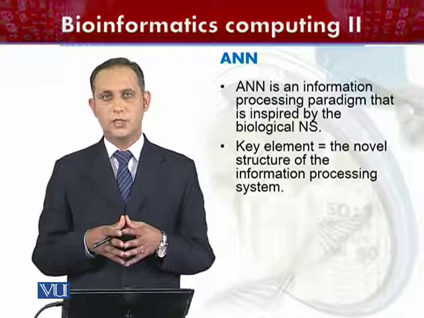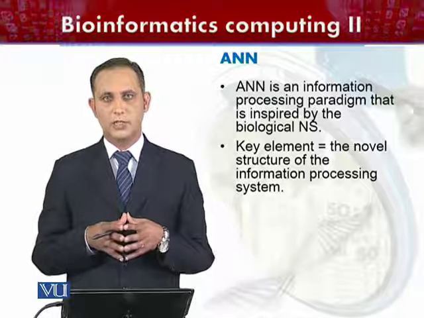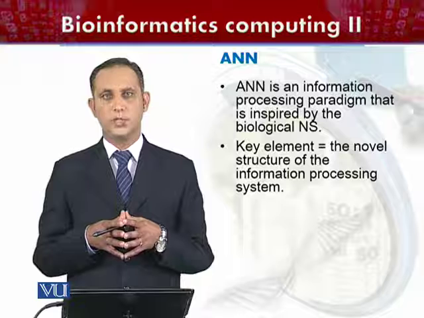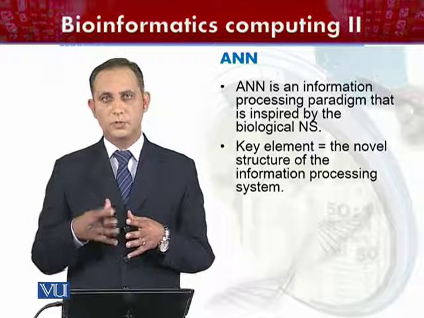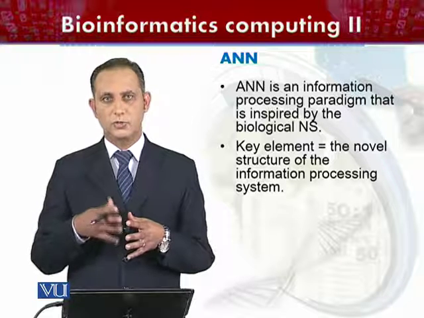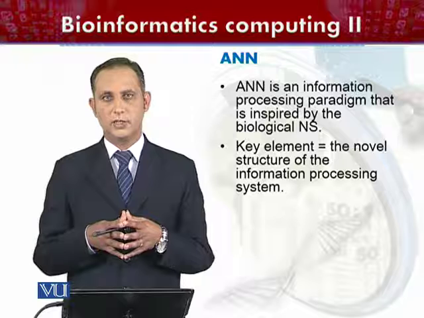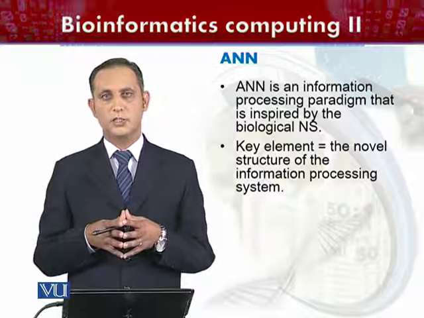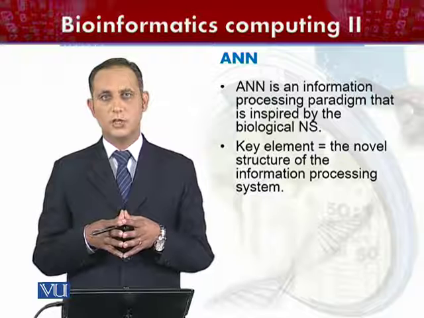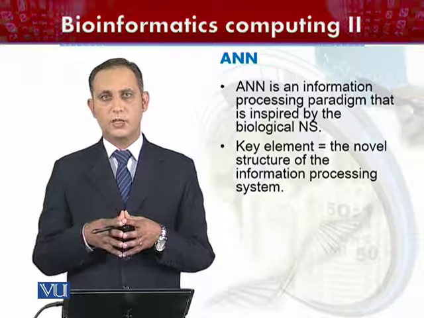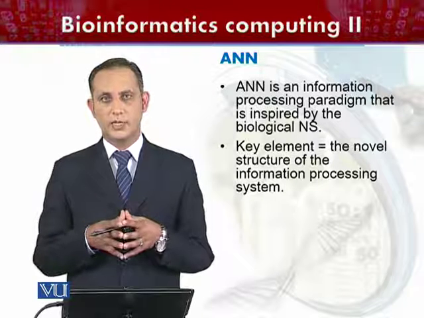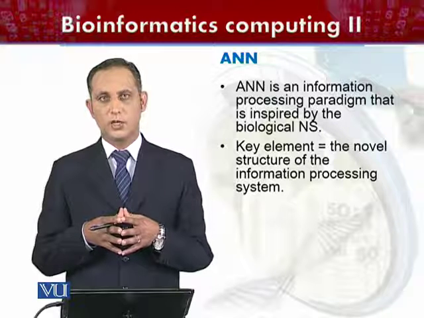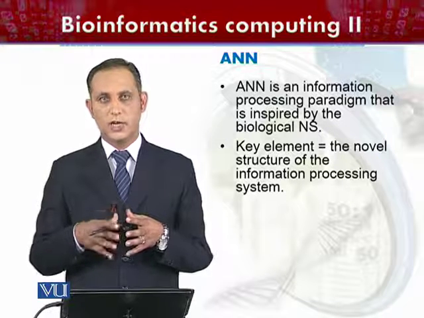In comparison to the other different types of algorithms or systems that are used for information processing, neural networks have a novel structure for information processing, and that's why that novel structure of the information processing system makes these artificial neural networks different from other counterparts in the same paradigm. So they have the ability to solve different types of problems with much ease, with high accuracy as well.